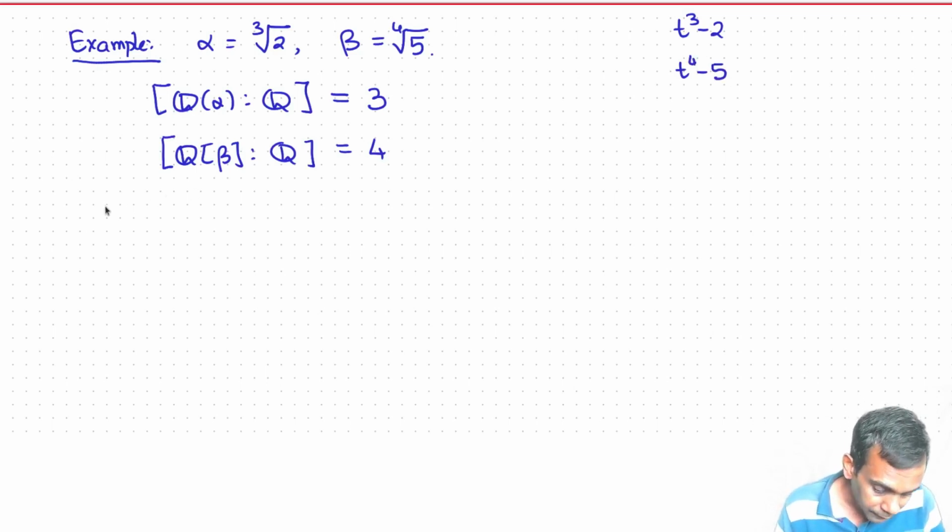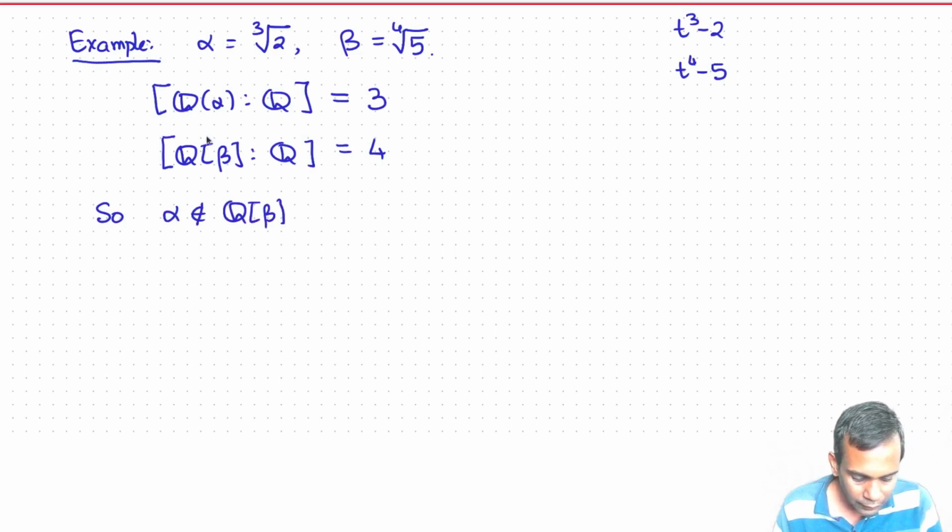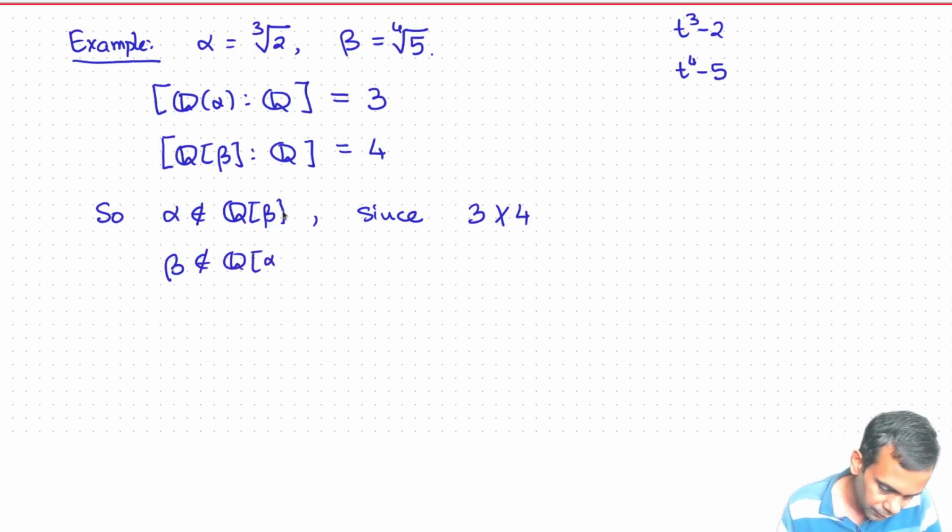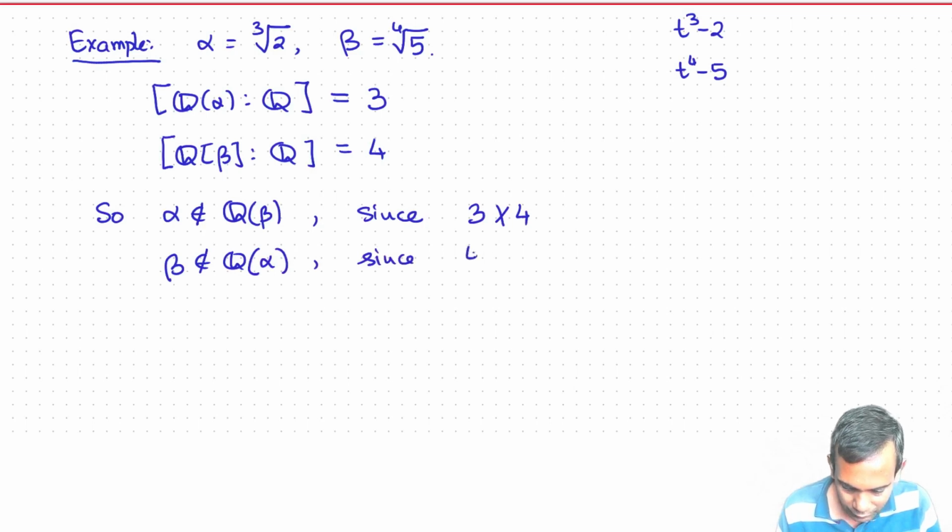So this means that alpha cannot lie in Q(beta), because if alpha was in Q(beta), then Q(alpha) would be a subfield of Q(beta) and its degree would divide the degree of Q(beta), but 3 does not divide 4. So we can say, since 3 does not divide 4, and similarly, beta does not belong to Q(alpha), since 4 does not divide 3, of course.